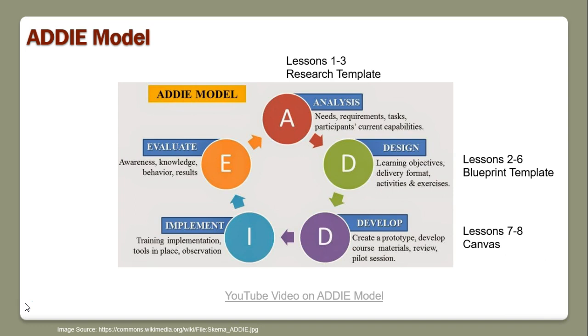So one thing I would explain, though, is that the layout and design of this course followed loosely ADDIE. The outline of the course is following ADDIE. So lessons 1 through 3, where you're working on the research template, those assignments are a part of the analysis phase. And then in lessons 2 through 6, we're going to be having you do components of the design phase. And then in lessons 7 and 8, you're going to be doing the development in Canvas. And in lessons 2 through 6, we're going to be using a course blueprint template.